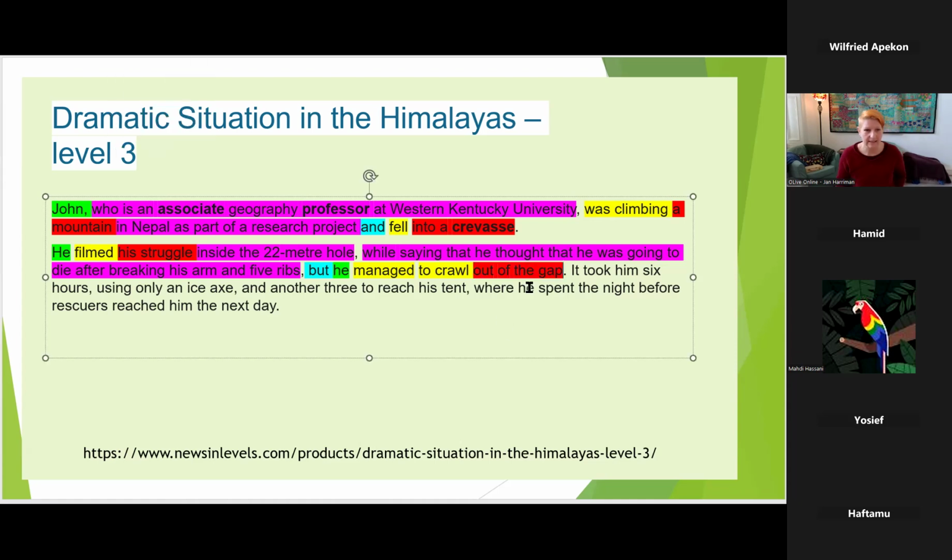It's okay. So let's see if you can find the answers to the last one. What's the core sentence?